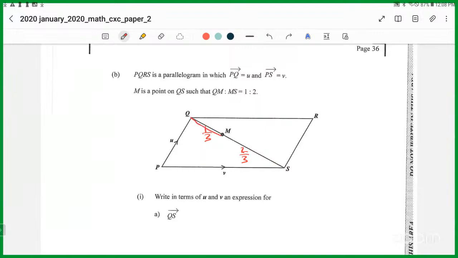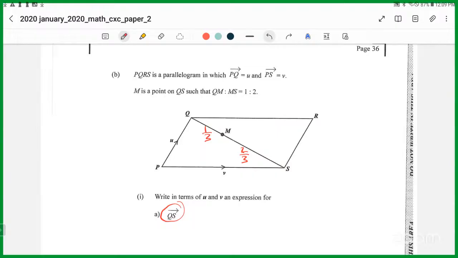They're going to ask for this line, and you have to come to here using 1/3, or come to here using 2/3. That's how these questions always go. That's what this information means. It says write in terms of U and V, meaning U and V must be in the answer, an expression for QS. First thing asked for is this vector, QS.